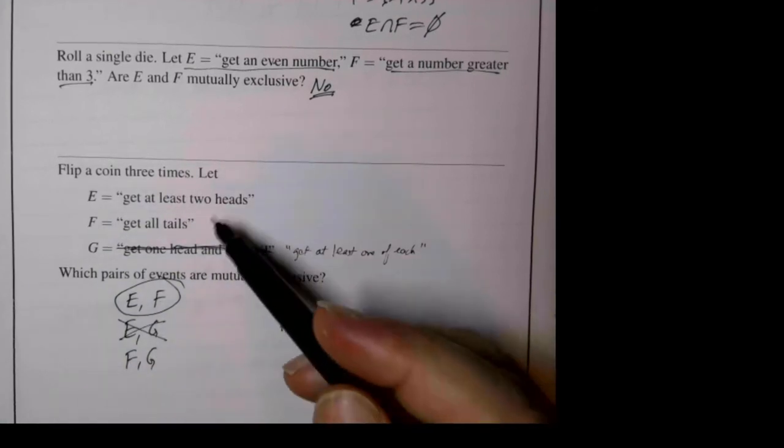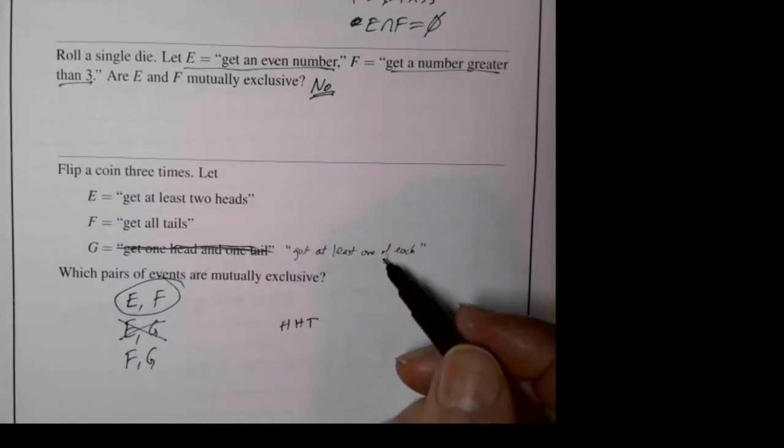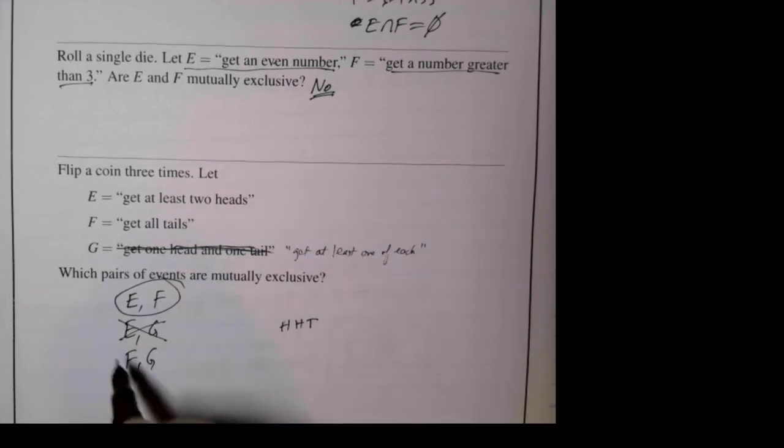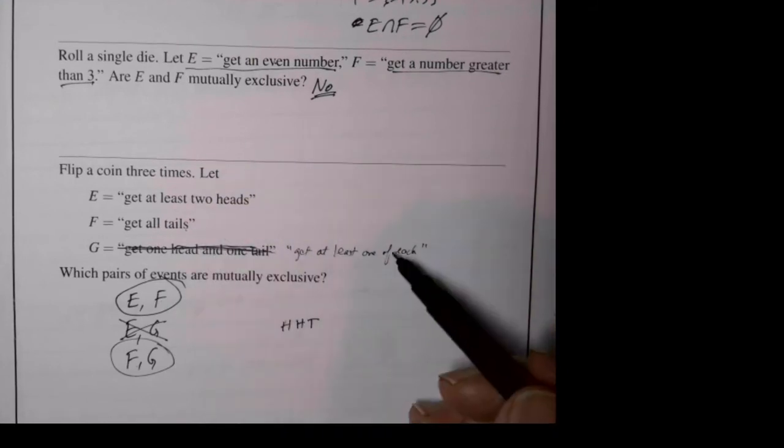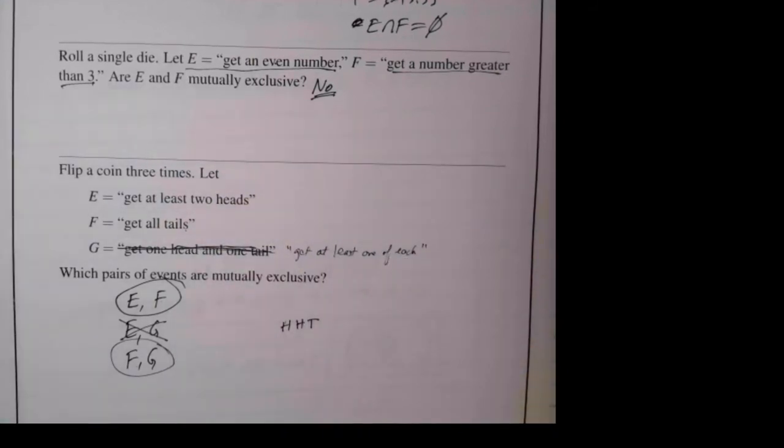How about F and G? Get all tails and get at least 1 of each? Well, those are mutually exclusive for the same reason that these two are. If you get all tails, you certainly did not get any heads, so you couldn't have gotten at least 1 of each, and vice versa.